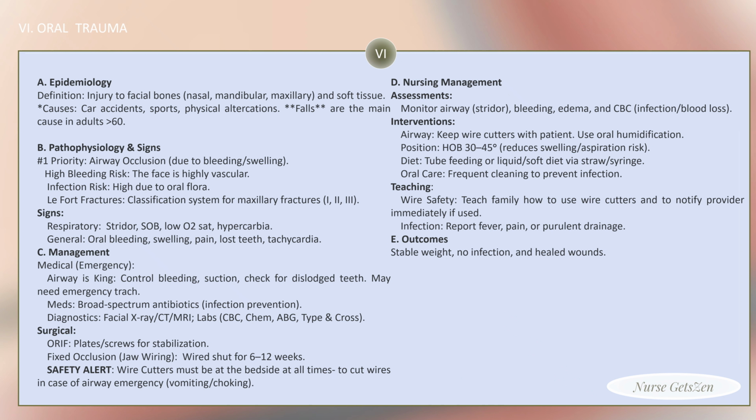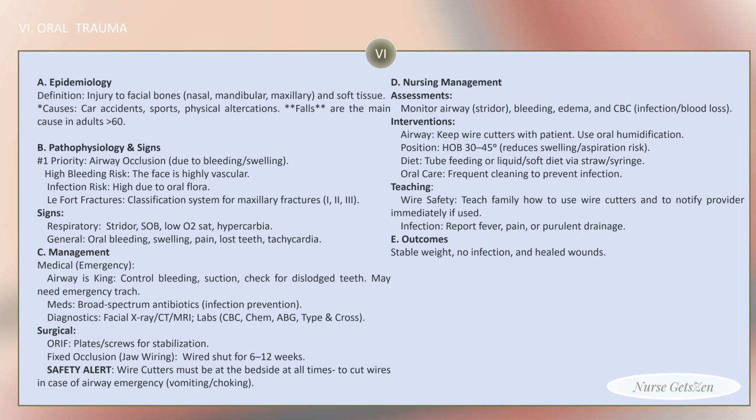The pathophysiology: the number one priority is airway occlusion due to bleeding and swelling, with a high bleeding risk. The face is highly vascular, and infection risk is high due to oral flora. Le Fort fractures are the classification system for maxillary fractures: 1, 2, 3. Signs: respiratory stridor, shortness of breath, low oxygen saturation, hypercarbia, oral bleeding, swelling, pain, lost teeth, tachycardia.